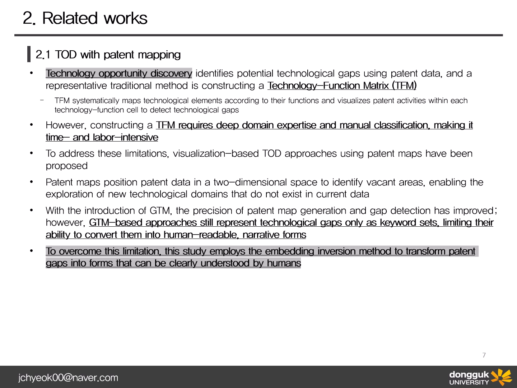Patent maps visualize patent data in a two-dimensional space, enabling the identification of patent regions. With the introduction of generative topographic mapping (GTM), the precision of patent map generation and vacancy detection has improved. Nevertheless, GTM-based approaches still describe technological vacancies only as a set of keywords, lacking the ability to express them in a human-readable form.